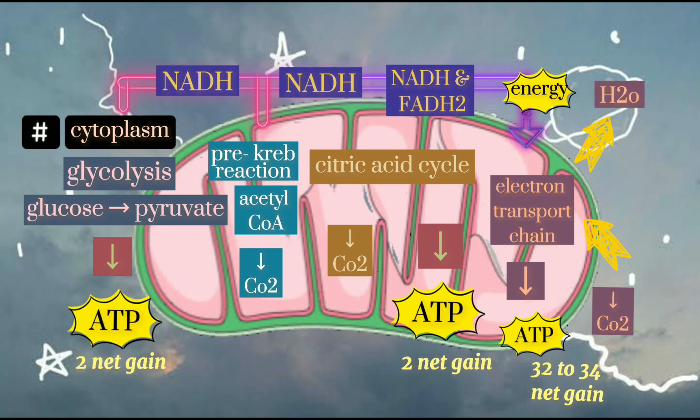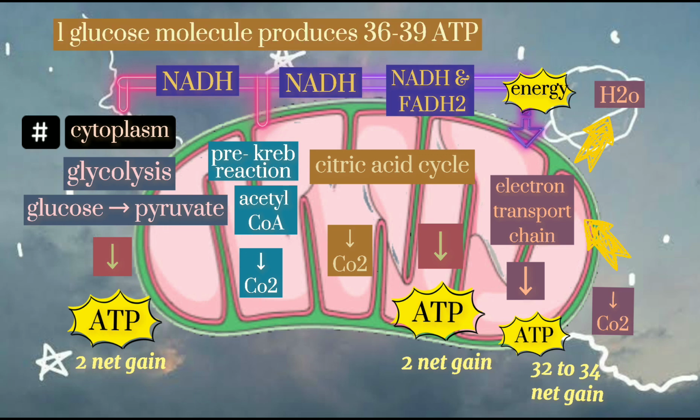If we add up all the ATP produced from just 1 glucose molecule, we can see that this reaction produces a total of 36 to 38 ATP.